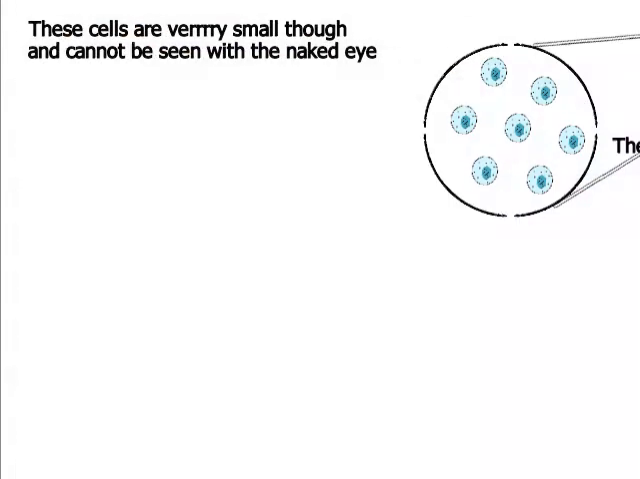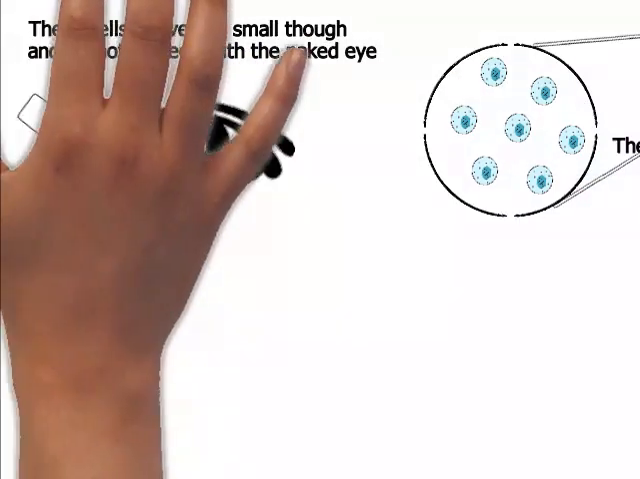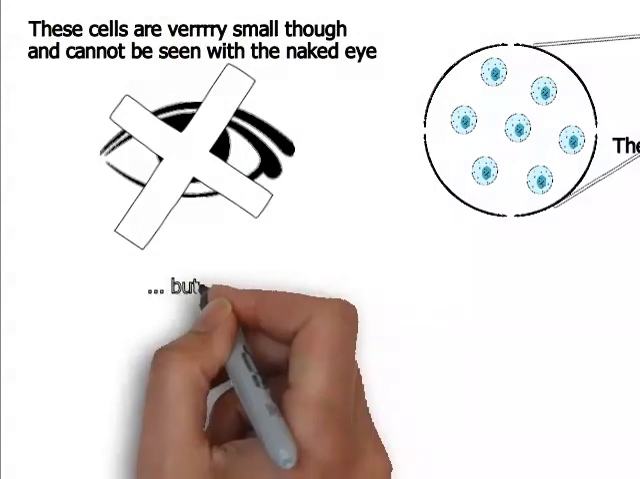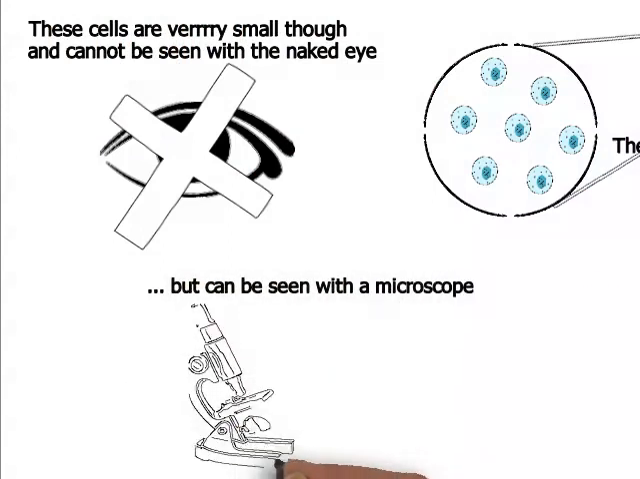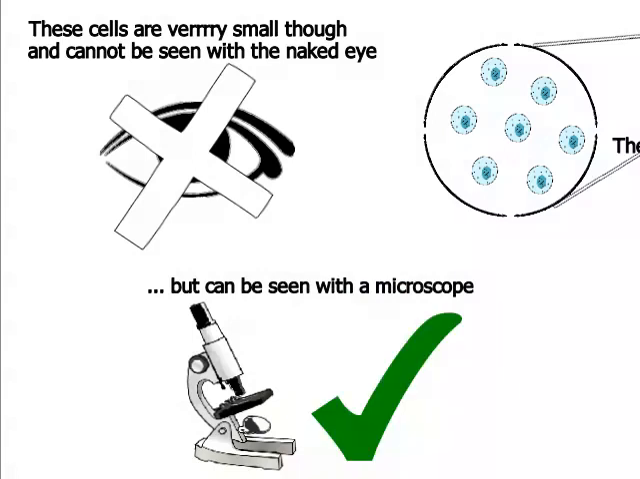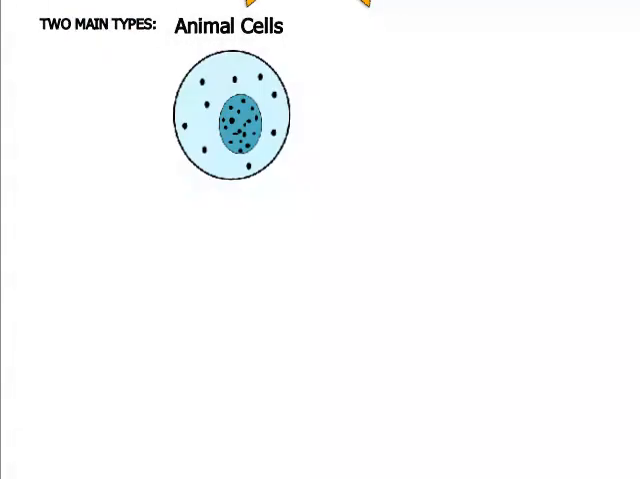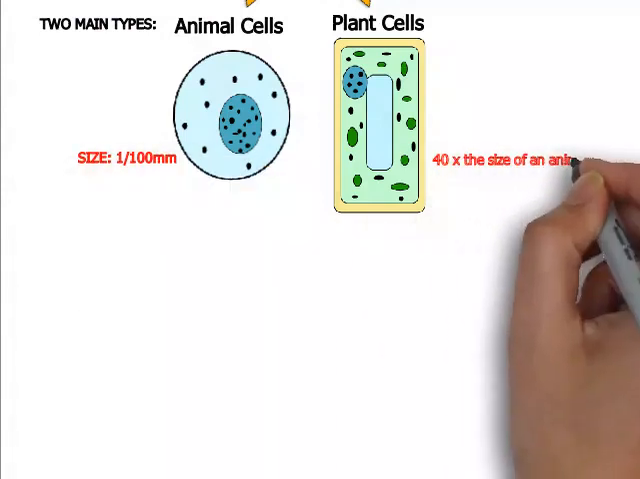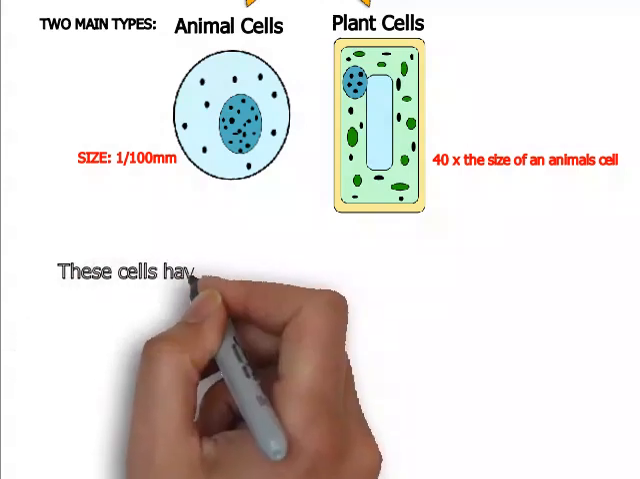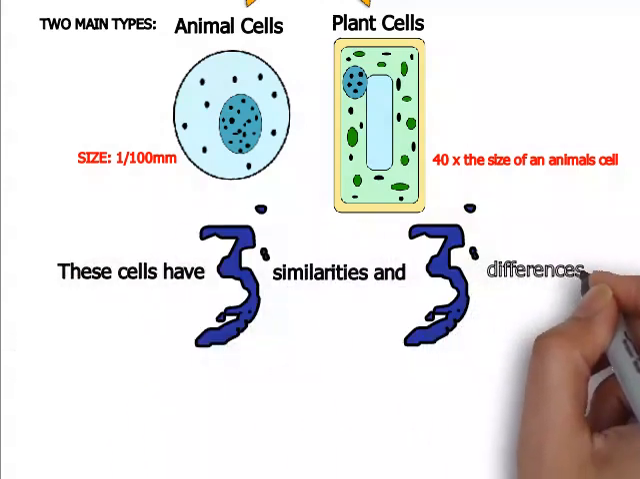These cells are very small though and cannot be seen with the naked eye. But they can be seen with a microscope. The 2 main types of cells that you will need to know about are animal cells and plant cells. You'll also need to know that these cells have 3 similarities and 3 differences.